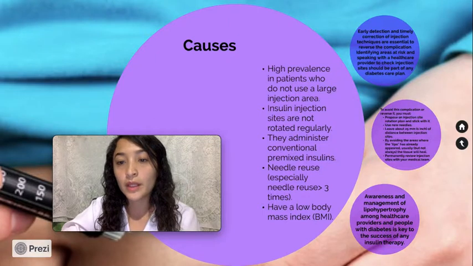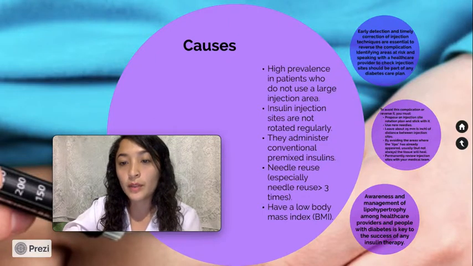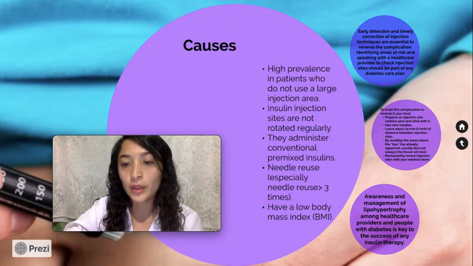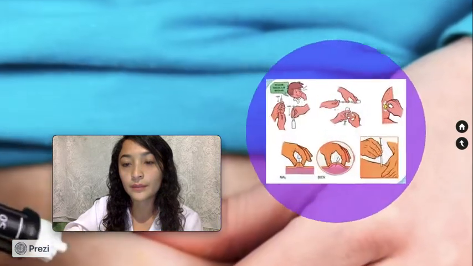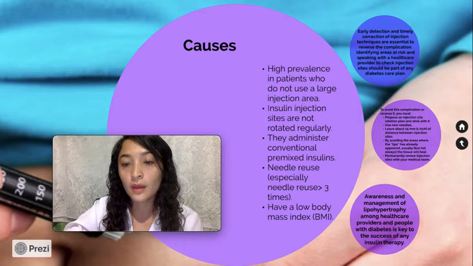To avoid this complication or reverse it, you must propose an injection site rotation plan and stick with it. Use new needles. Leave about 25 mm of distance between injection sites. Avoid the areas where the lipohypertrophy is already apparent, usually but not always visible. Permanently review injection sites with your medical team. Awareness and management of lipohypertrophy among healthcare providers and people with diabetes is key to the success of any insulin therapy.